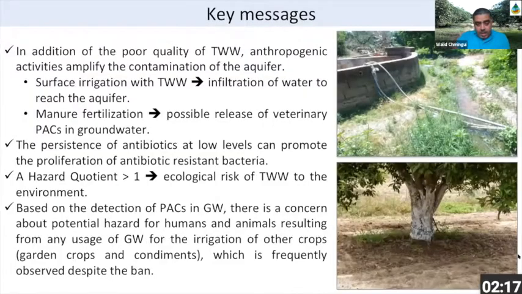So to summarize, there is clear evidence that agricultural practices like surface irrigation and fertilization enhance the infiltration of pollutants to groundwater that is used for irrigation. And the current practice of irrigation with treated wastewater of low quality is unsafe, causing sanitary risk for farmers and consumers of illegally irrigated crops, and of course, in addition, high environmental risk.